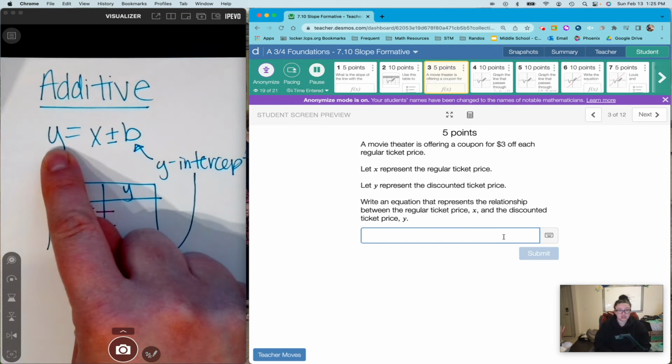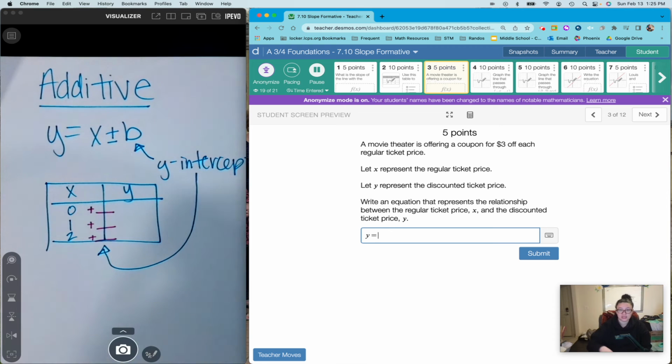Our equations for these relationships are always going to be in the form y equals, and then I know that my x, whatever my movie theater ticket price is, I'm going to subtract 3 from it because I have a coupon for $3 off.